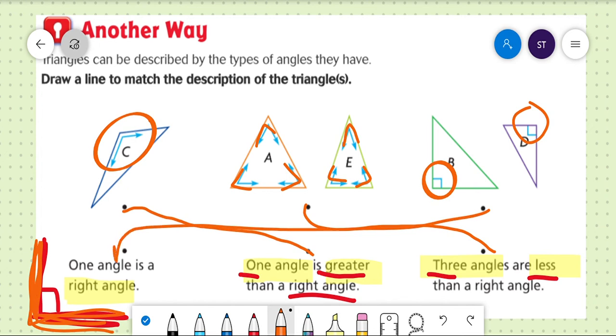Now we have looked at two ways to describe triangles, by their sides and by their angles. Time for you to practice in lesson 12.7.